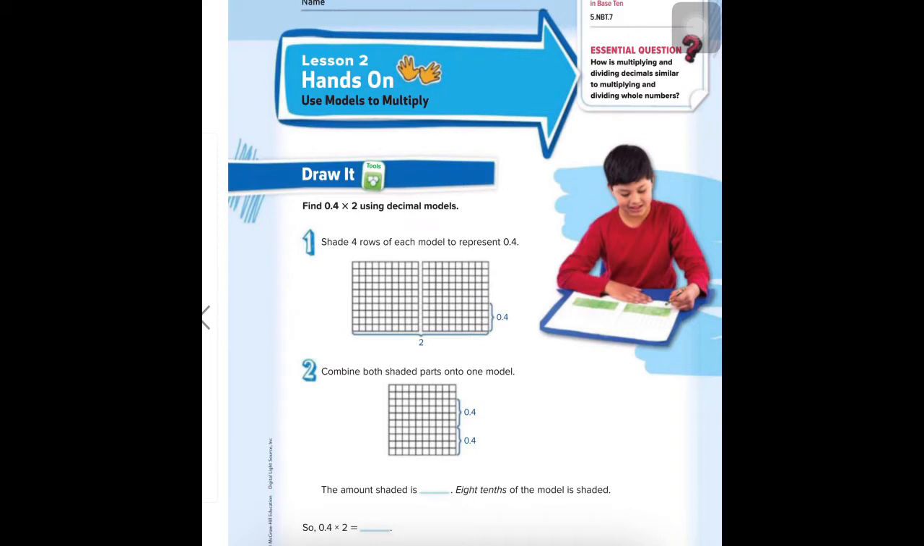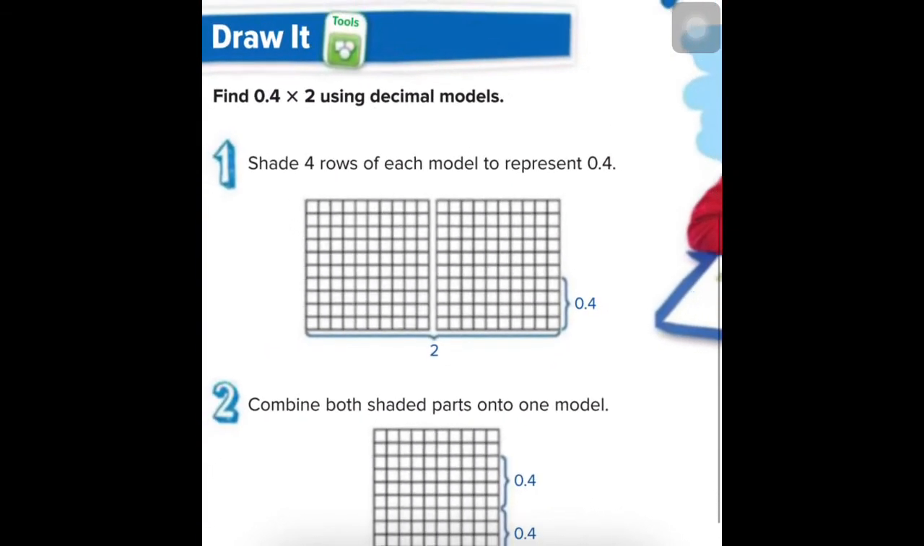Now we're going to skip around and do a lot of the problems on this homework, but not all of them. We mainly are just going to work on how to use models to represent multiplication using decimals. So let's dive right in.